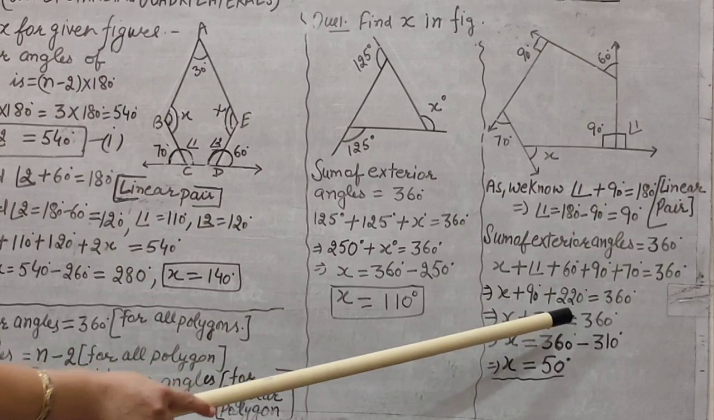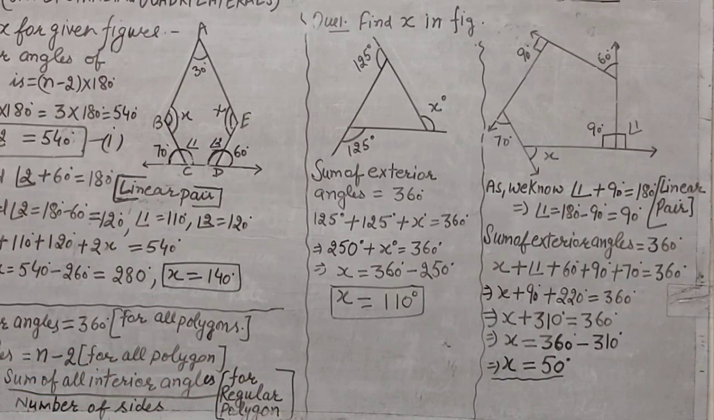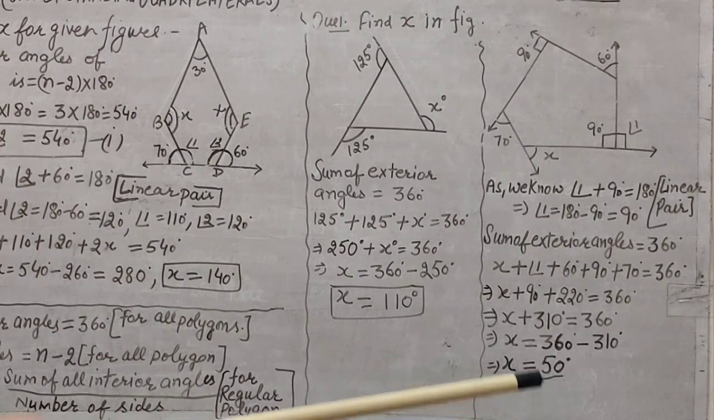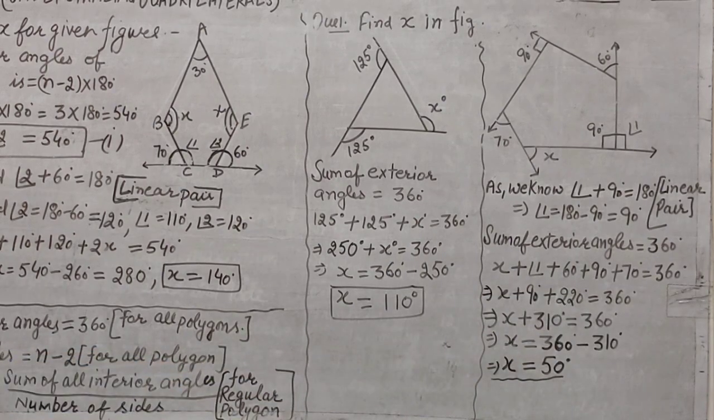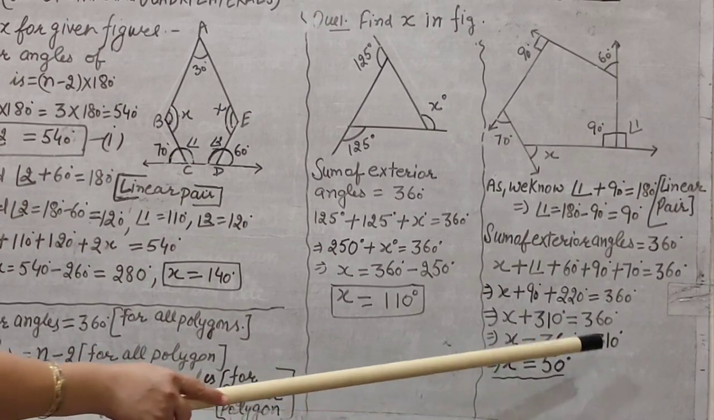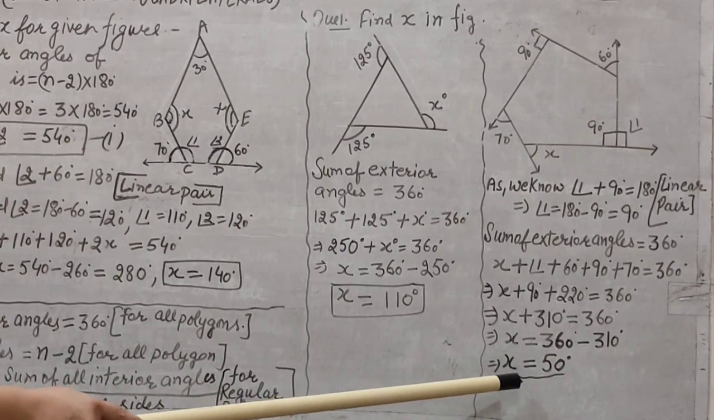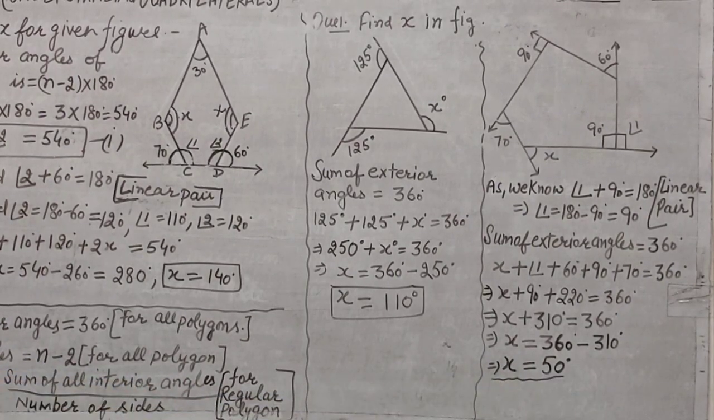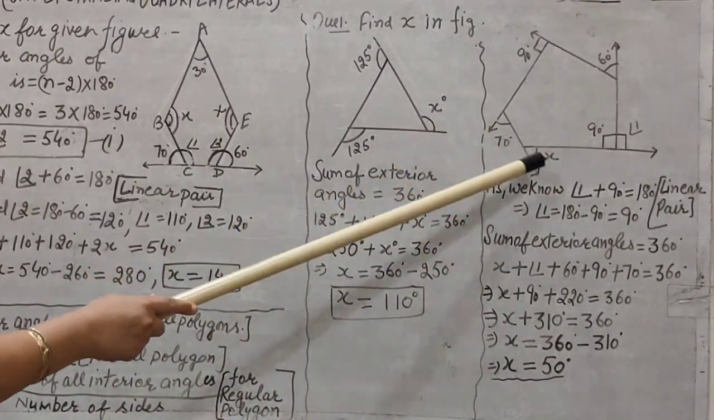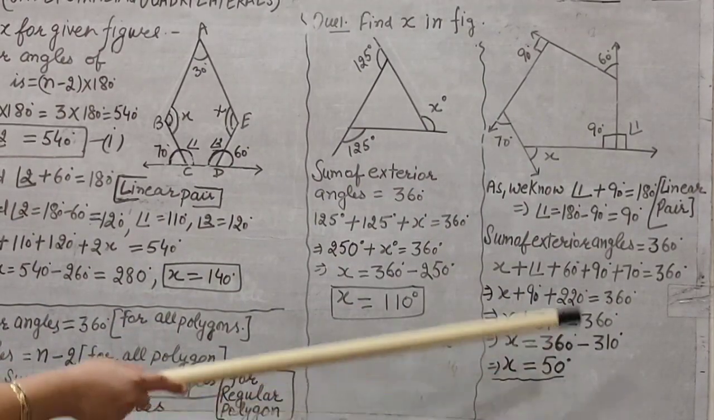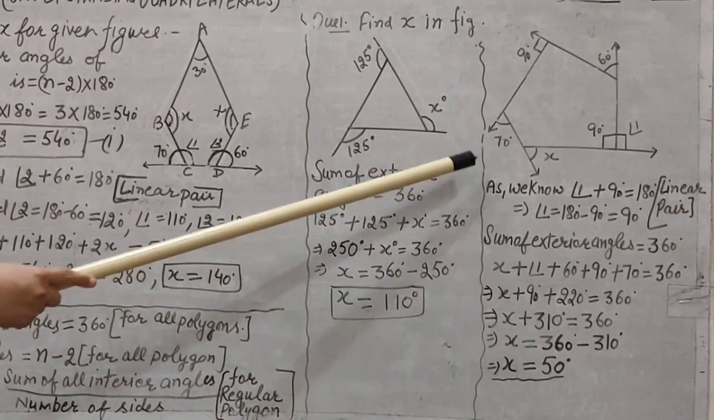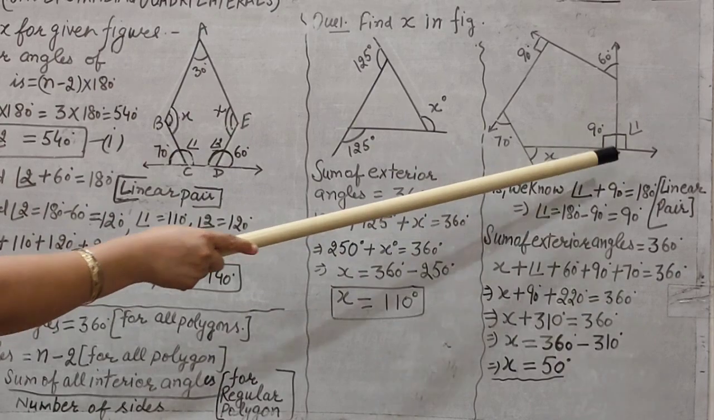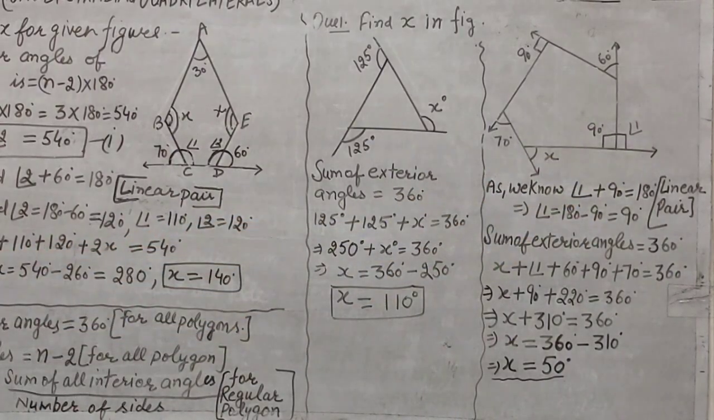Now, 90 plus 220, we get total 310. To find the value of x on the left hand side, transpose 310 towards the right hand side. So 360 minus 310, we get the value of x is equal to 50 degree. That is one exterior angle which we found out for a pentagon, equal to 50 degree. Alright, so all the exterior angles we have now found out, that is 70 degree, 50 degree, and next we have found out with the help of linear pair.